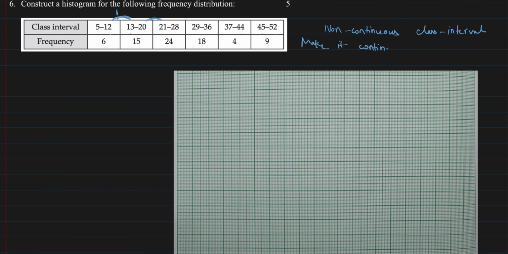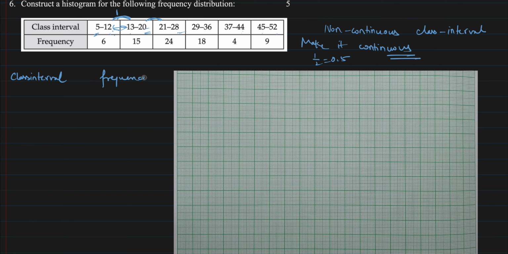How do we make it continuous data? By adding 0.5 to all the upper limits. Why 0.5? The gap there is 1, so 1 by 2 is 0.5. So add 0.5 to all the upper limits and subtract 0.5 from all the lower limits. Whenever you have data like this, we have to construct the table again. So let's construct the table again. Class interval.